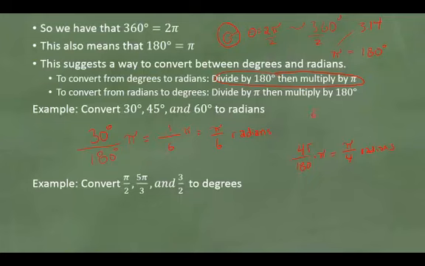Likewise for 60 degrees, 60 divided by 180 times pi. That's pi over 3, because 60 goes into 180 3 times, so it's pi over 3 radians.